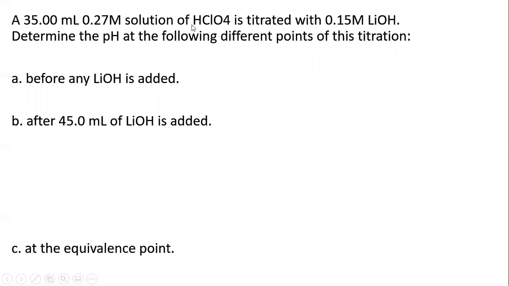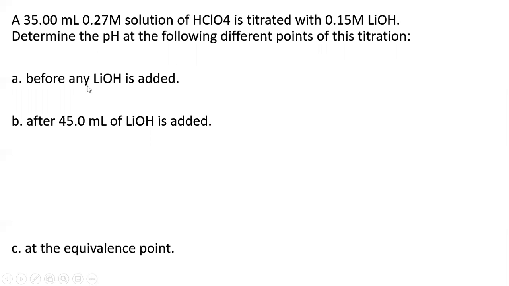Since we have a strong acid and a strong base, this is going to be a strong acid-base titration. We want to determine the pH at the following different points of this titration. First, we want to look at what's the initial pH, what's the pH after we add 45 milliliters of LiOH, and what's the pH at the equivalence point.